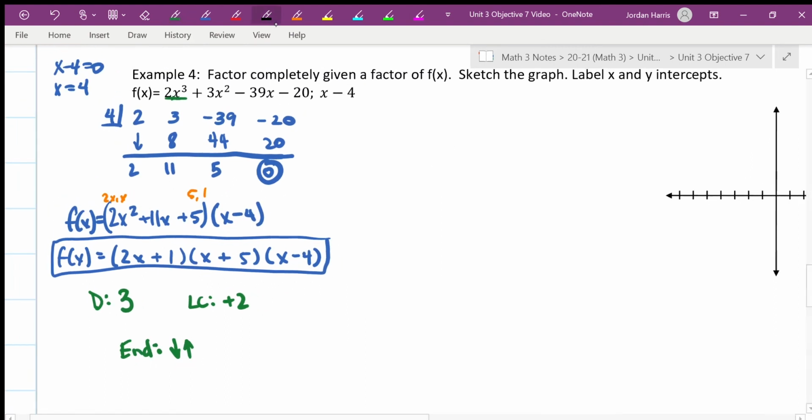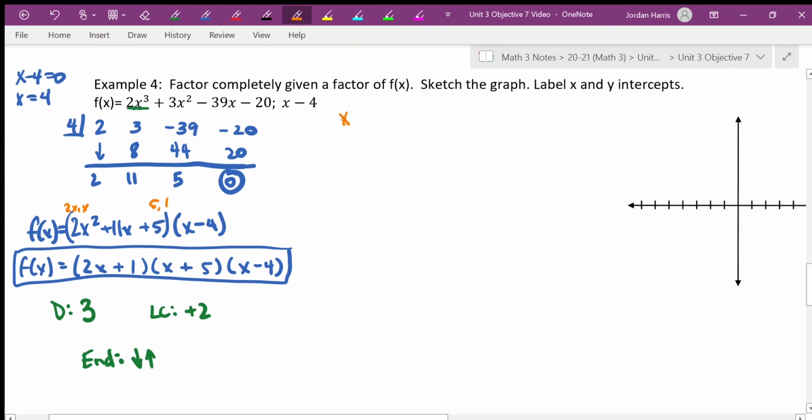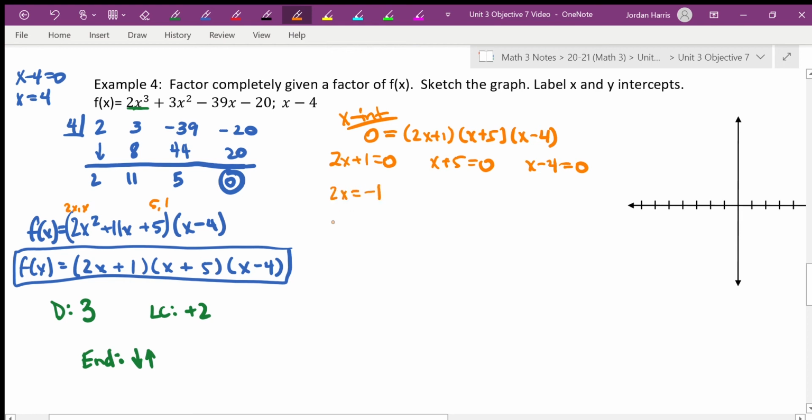Okay. Then I need my x-intercepts. So set 0 equal to y. Remember, f of x is the same as y. Okay, so 2x plus 1 equals 0. x plus 5 equals 0. x minus 4 equals 0. So I subtract 1, divide by 2, subtract 5, add 4, and then don't forget about their multiplicity.